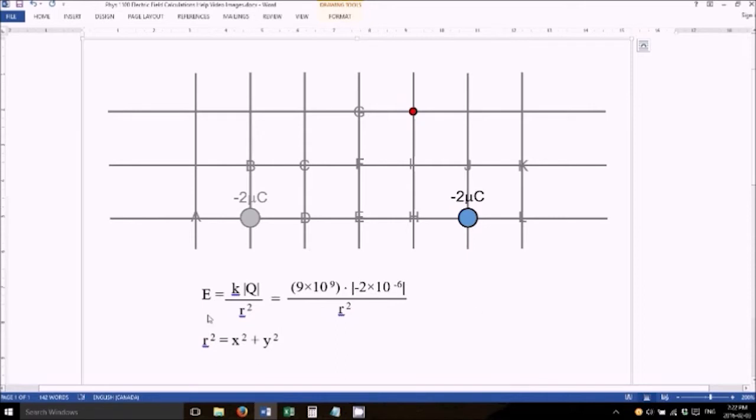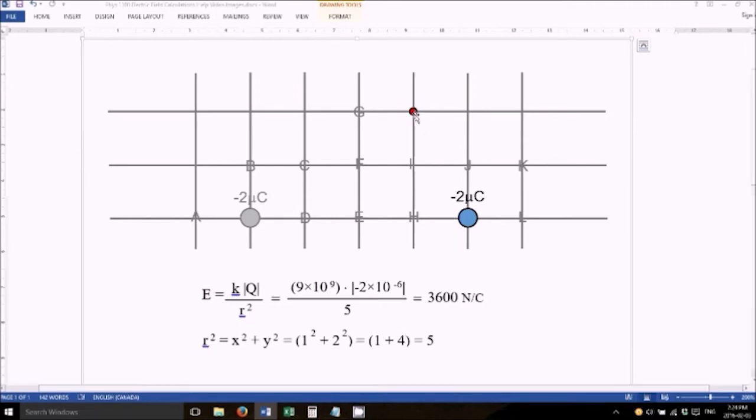So again, we'll use Pythagoras' Theorem to figure out how far away this charge is from the point that we're interested in. Our x component in this case will be 1 meter, and our y component will still be 2 meters. So 1 squared plus 2 squared gives you 1 plus 4 equals 5. So r squared is 5. I'll fill that in up here too, and that gives us a value of 3,600 newtons per coulomb. So that's the electric field at this red point due to the second charge.